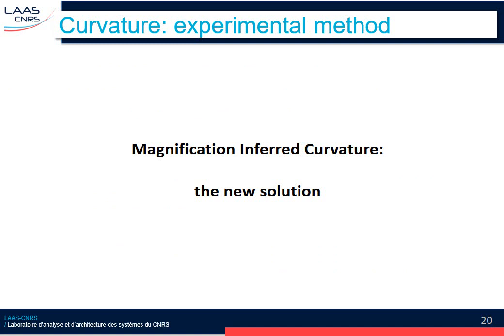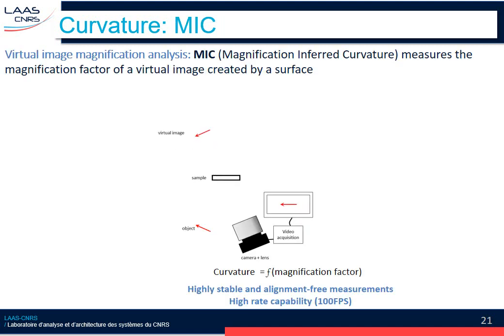In order to overcome these issues, we developed in the lab another solution which is based on the measurement of the magnification of the virtual image, so it's a completely different physical phenomenon. So this is the principle of this technique. Consider an object here and the sample here with its surface which will act as a mirror, and then this mirror will create a virtual image of the object. The size and position of the virtual image will depend on the curvature of the sample, and you can acquire this virtual image with a camera and a lens.